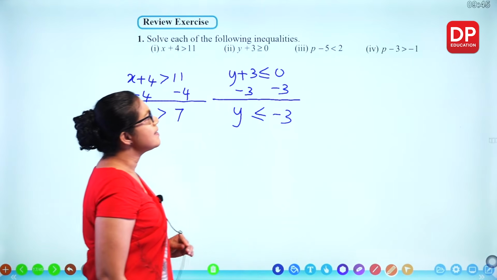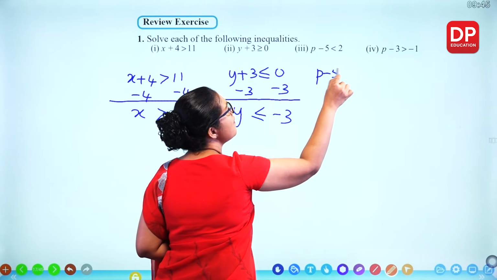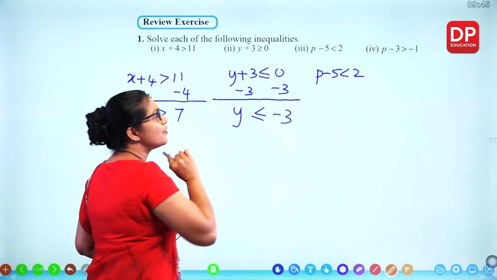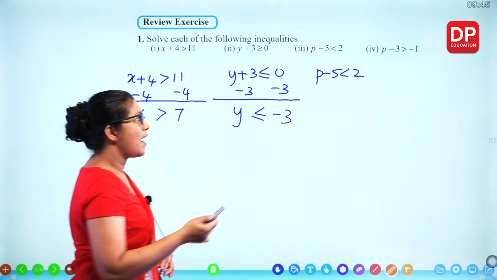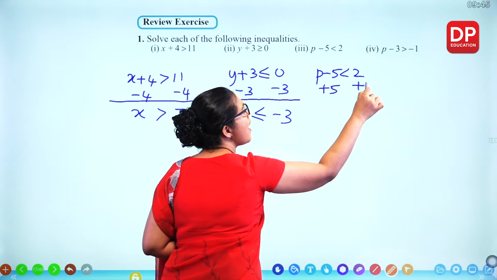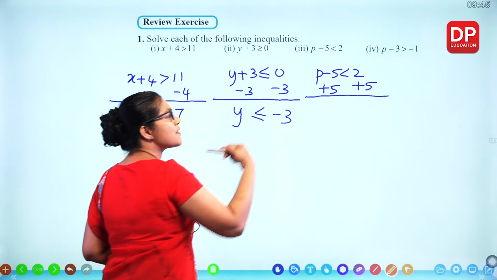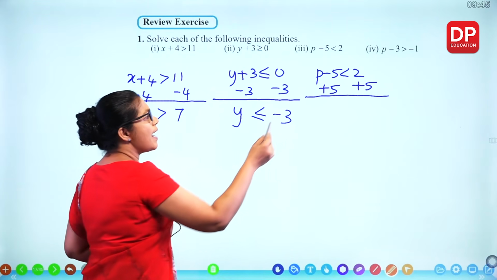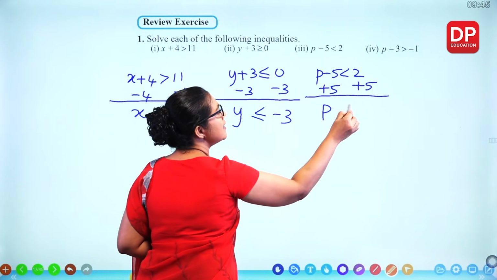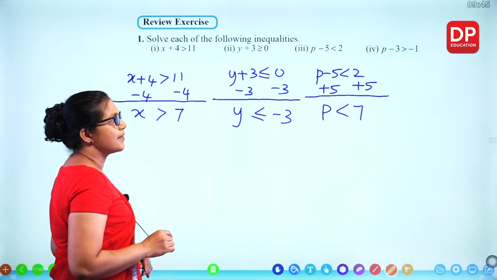Now take this inequality. P minus 5 less than 2. So there's an extra minus 5. How can I get rid of that? I can add 5 to both sides. Then minus 5 plus 5 get cancelled out and I get P less than 2 plus 5, which is 7.